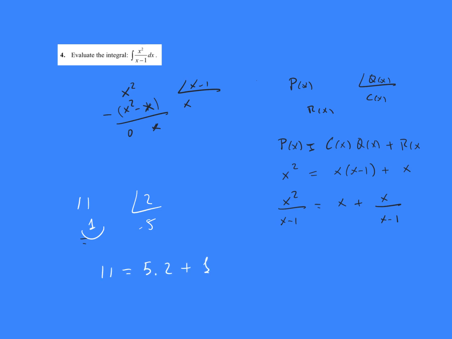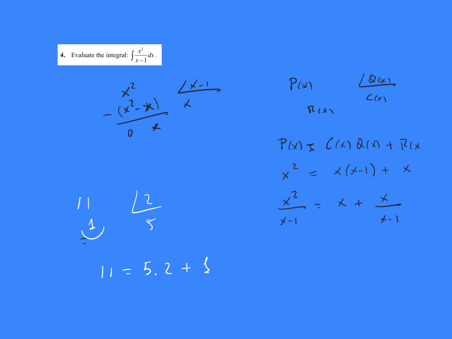5 multiplied by 2 is 10, 10 plus 1 is 11. So basically you multiply the 5, let me erase this point here. You multiply the 5 by the 2, 5 multiplied by 2 plus 1.